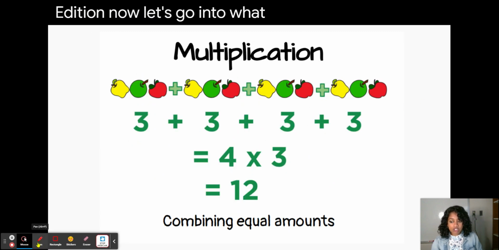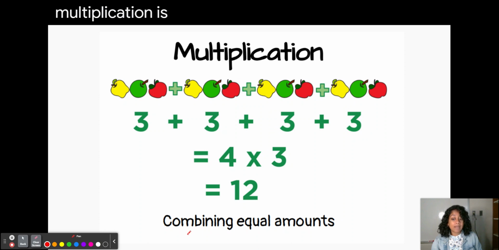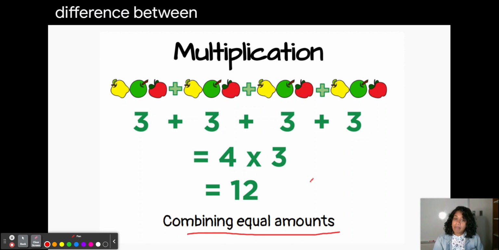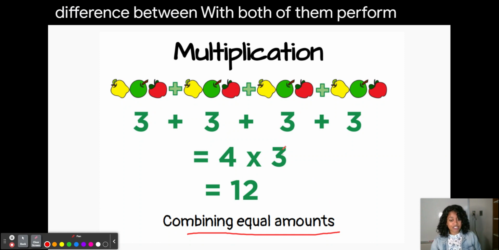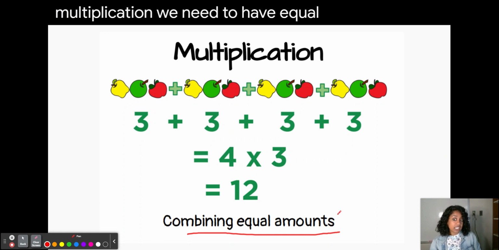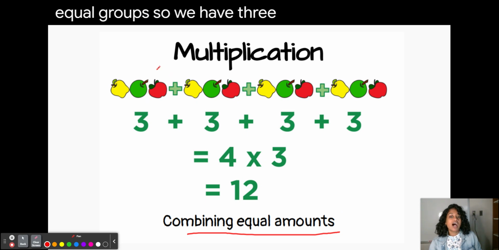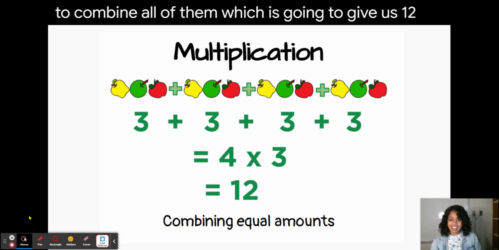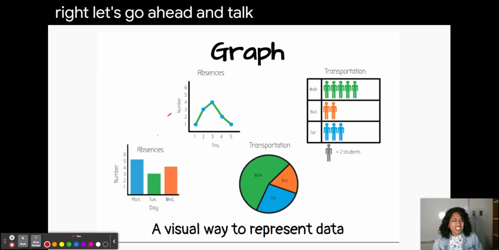Now let's go into what is multiplication. Multiplication is combining equal amounts. The difference between addition and multiplication is that we're combining with both of them, but for multiplication, we need to have equal amounts or equal groups. So we have 3, which is the same number as 3, which is the same number as 3, same number of 3. So we have 4 groups of 3, and we're going to combine all of them, which is going to give us 12.